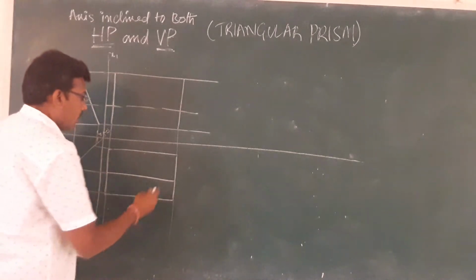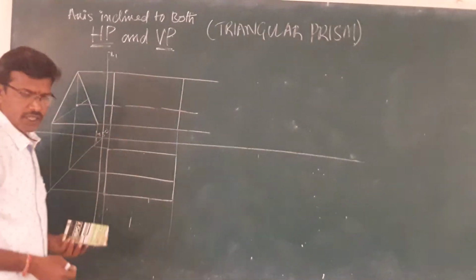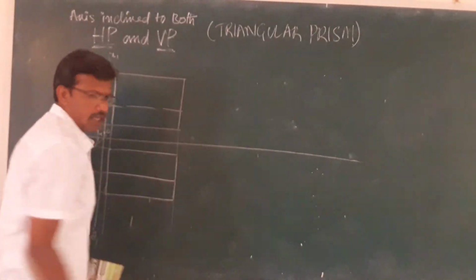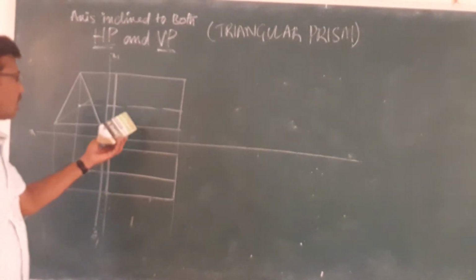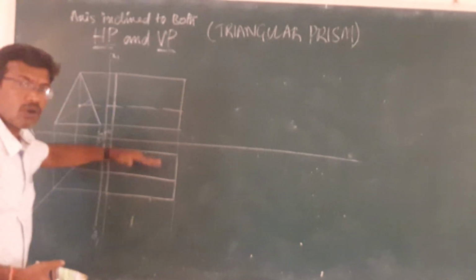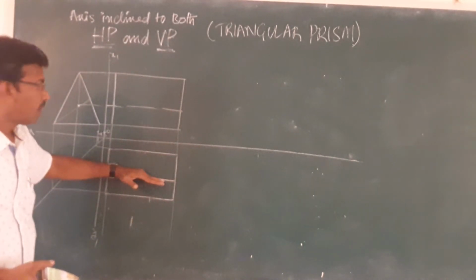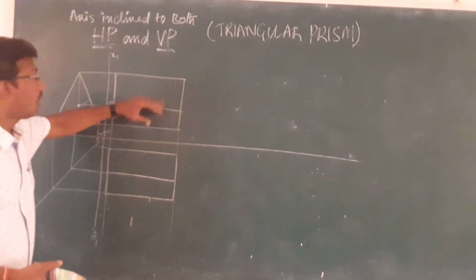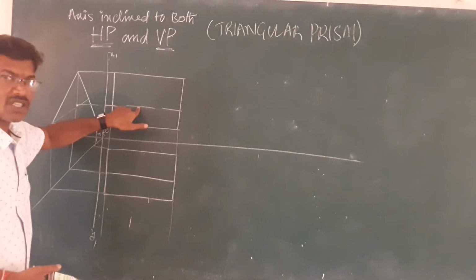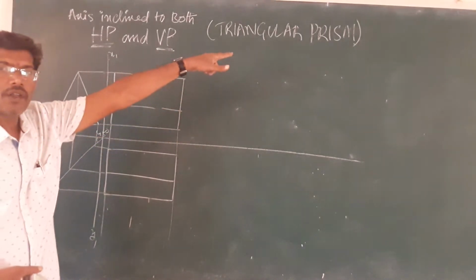Okay. Then next, in the first case, what we will do is we will make inclination with the horizontal plane. That is the first case. Now the axis is parallel to both the planes. This is the first condition. And what is the next condition? Inclination with the horizontal plane. So now I will make this axis inclined to the horizontal plane.